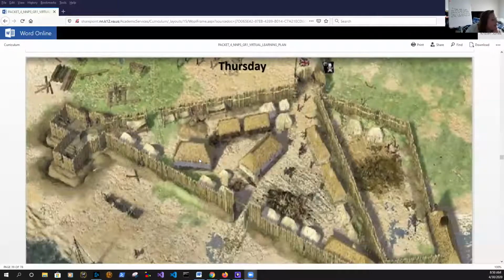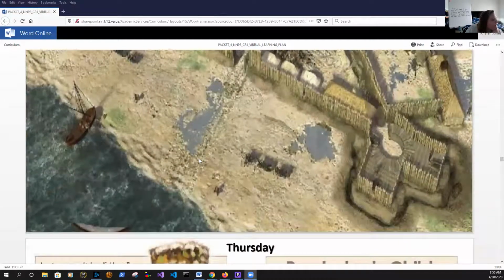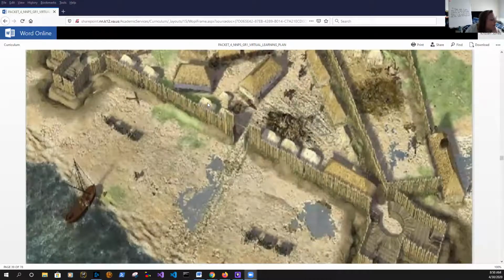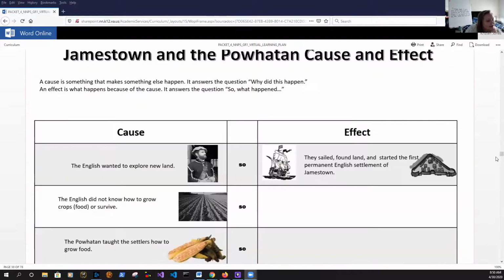So this is the picture it's asking you to look at. You see the boat in the water. Look at how they've built their fort. Just kind of take it all in. Look at what you notice. Good.